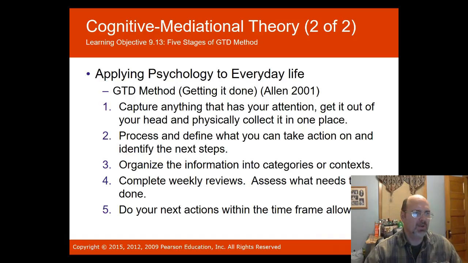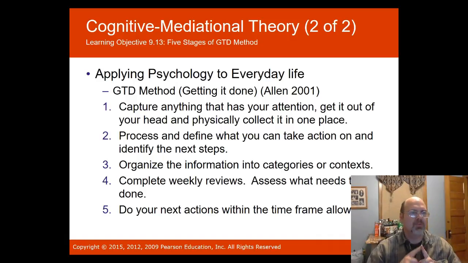Okay, last one is applying psychology to everyday life. This is called the Get It Done method. And this is from Allen in 2001. I've heard of Get It Done before. Think about a big project that you're facing. Oh yes, annotated bibliography or the reflection paper. And let's say you're at a standstill in moving forward with it.